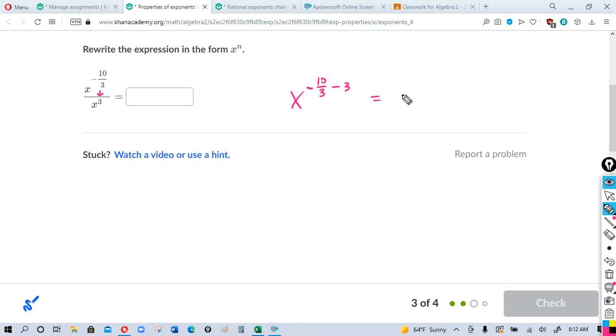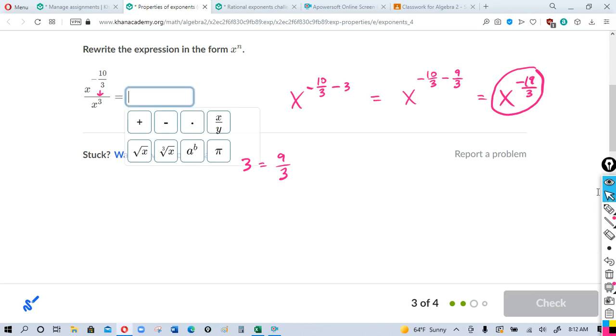So we're going to keep x to the negative 10 over 3. And negative 3, we know that 3 is the same as 9/3, right? 9 over 3 is the same as 3. So in place of negative 3, I'm going to write negative 9 over 3. And now we have a common denominator. We still have the x. And negative 10 minus 9 is going to be negative 19. And the denominator is just 3. So it's negative 19 over 3.